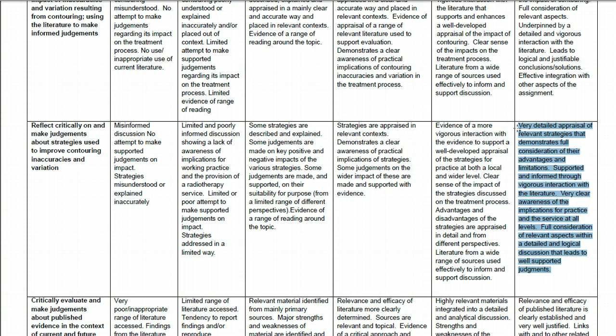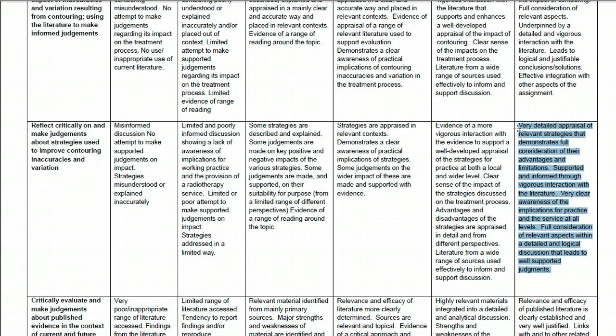If we're looking for the higher range, up to 100%, what I expect you to achieve is a very detailed appraisal of the relevant strategies. So it's not just looking at all strategies, it's pulling out relevant strategies to be appraised in detail with full consideration given for their advantages and limitations.